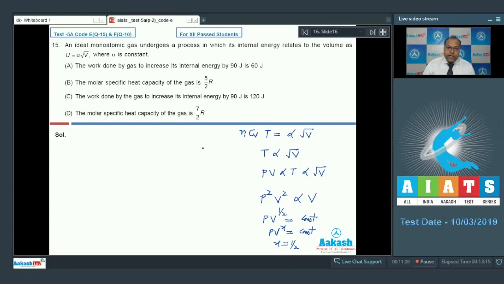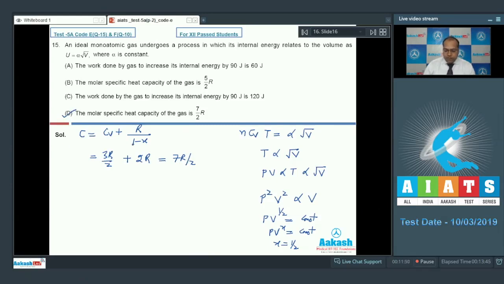Now, the molar heat capacity of this polytropic process can be written as C is equal to Cv plus R divided by 1 minus x. So the value of Cv is 3R by 2, and if I substitute the value of x is equal to half, then it comes out to be 2R. On solving this, it comes out to be 7R by 2. So option D is correct and B is wrong.